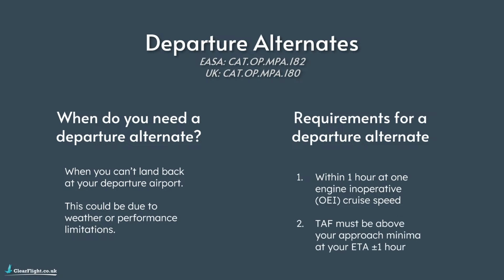And the second requirement for a departure alternate is the TAF at that aerodrome must indicate that the weather will be above the approach minima at your ETA plus or minus 1 hour. So again, assuming the worst case scenario, you take off, you have an engine failure, and once you've sorted everything out, you're going to fly direct to your departure alternate. The time that you're going to get there, whatever your estimated time of arrival is, plus or minus 1 hour, then all the weather reports and forecasts must say that you will be able to fly an approach and become visual at your approach minima and land.